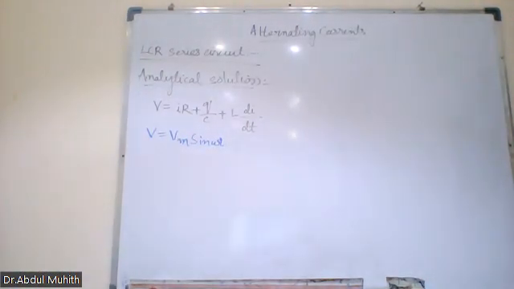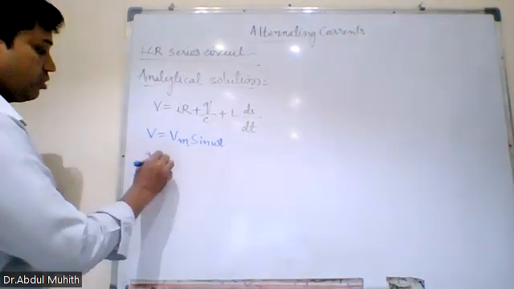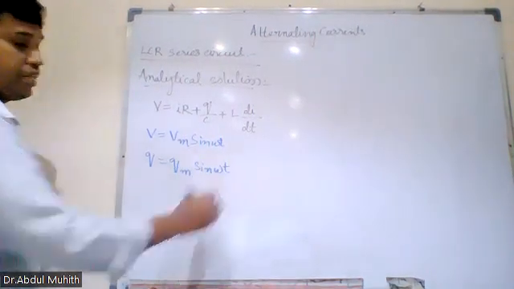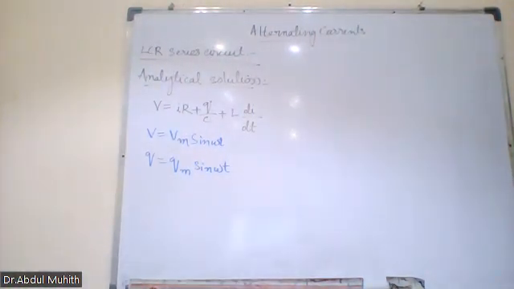V is equal to Vm sin omega t. So next we have what? Q is equal to what? The charge is equal to what? Q is equal to Qm sin omega t. Is it clear? Omega t is the angle. So V is equal to Vm sin omega t, and Q is equal to Qm sin omega t.